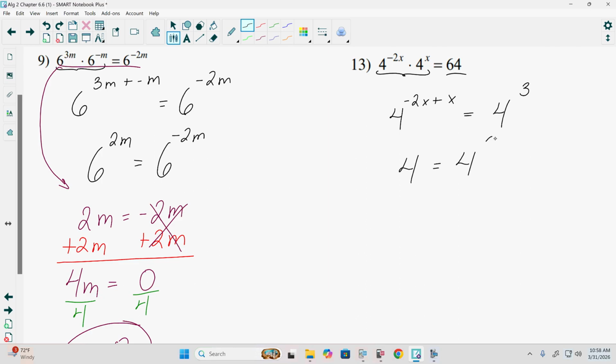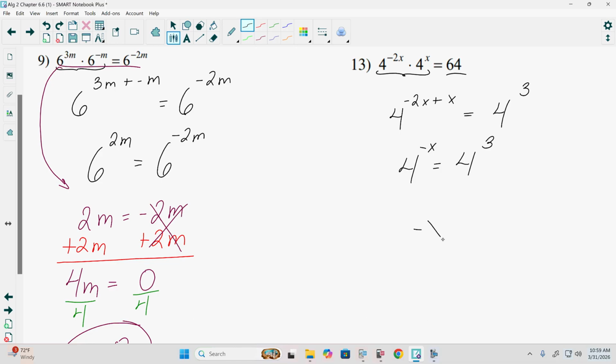Now, I think this is what you might have been asking, I could drop straight down and say negative 2x plus x equals 3. Bases are the same, we have one of each, we can start solving. Negative 2x plus x is negative x. So we can say 4 to the negative x is equal to 4 to the third. Well, again, the only way I can have like bases and these two be equal is if the exponents are equal as well. Does that make sense?